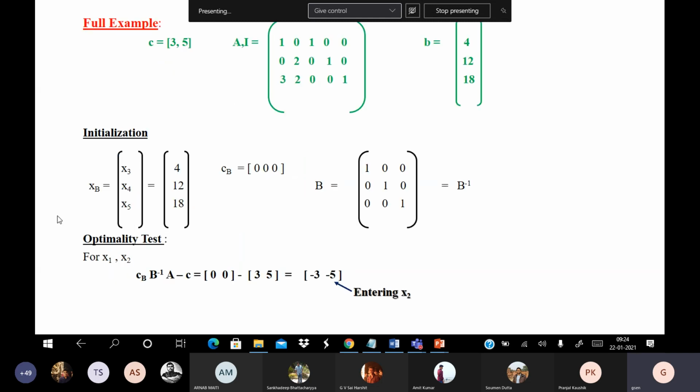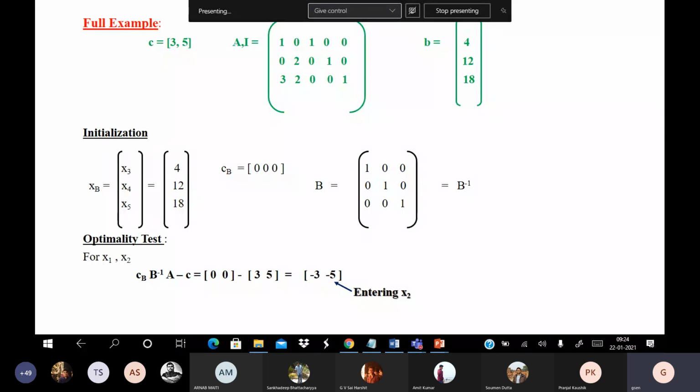So here, what is B inverse? B inverse is the identity matrix, right? So if I compute B inverse A, I'll get what? I'll get A, correct? So in this solution, B inverse A is A only. And what is A? A is 103 and 022, right?